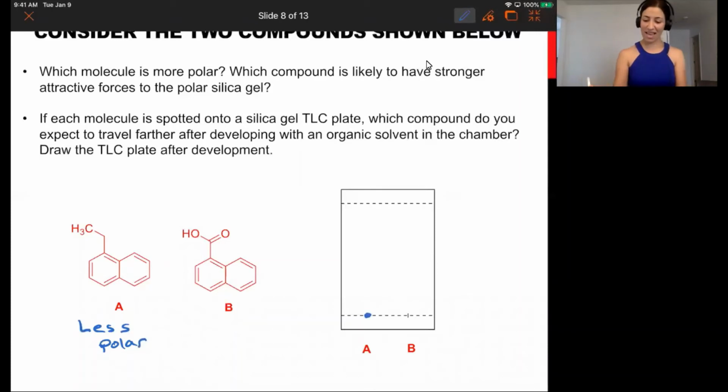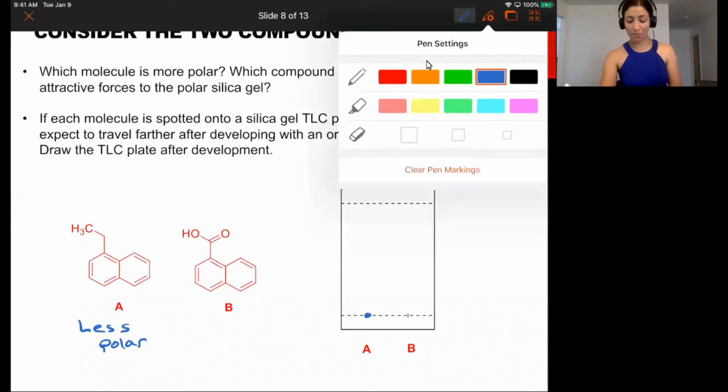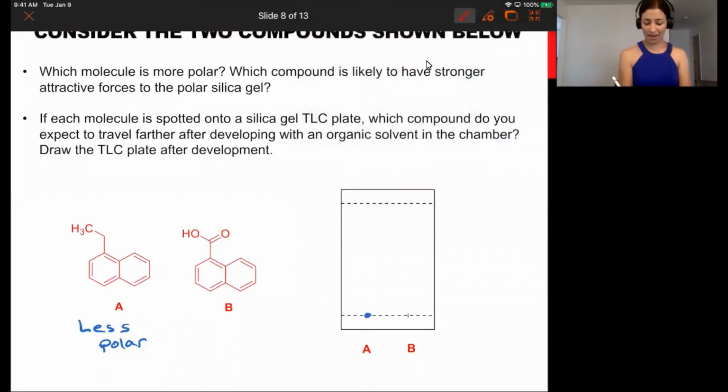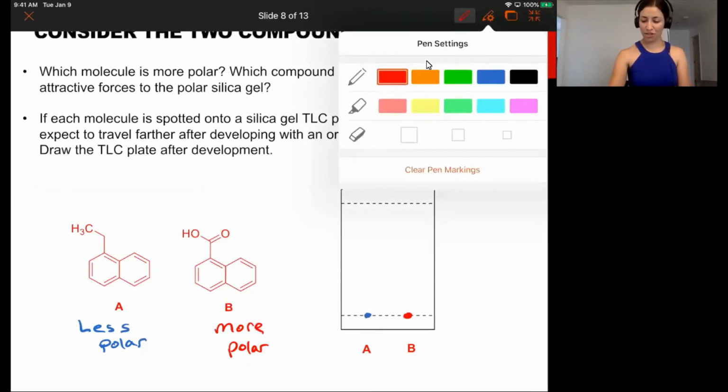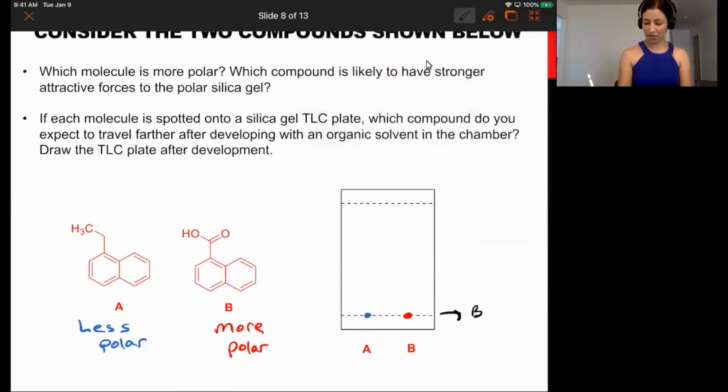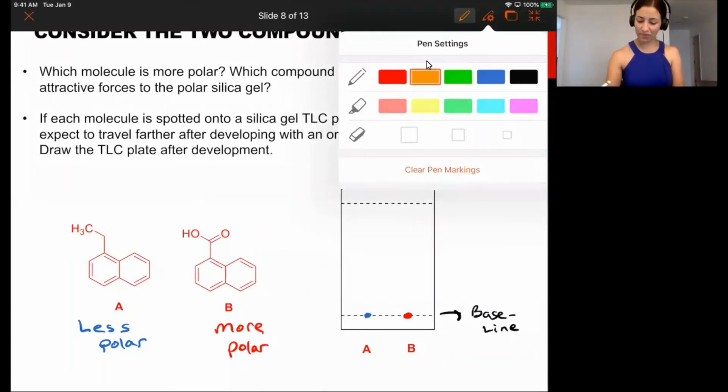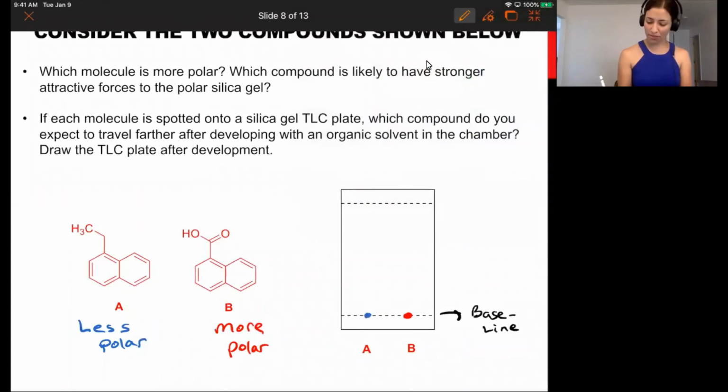So that's going to be in the A lane. And B will make red. That's our more polar molecule. So when we initially spot these on our plate, both molecules are adsorbed onto the baseline. They're both sitting on that silica gel polar surface, and they're held there by some sort of attractive force. As usual, we're going to place the plate within the developing chamber.